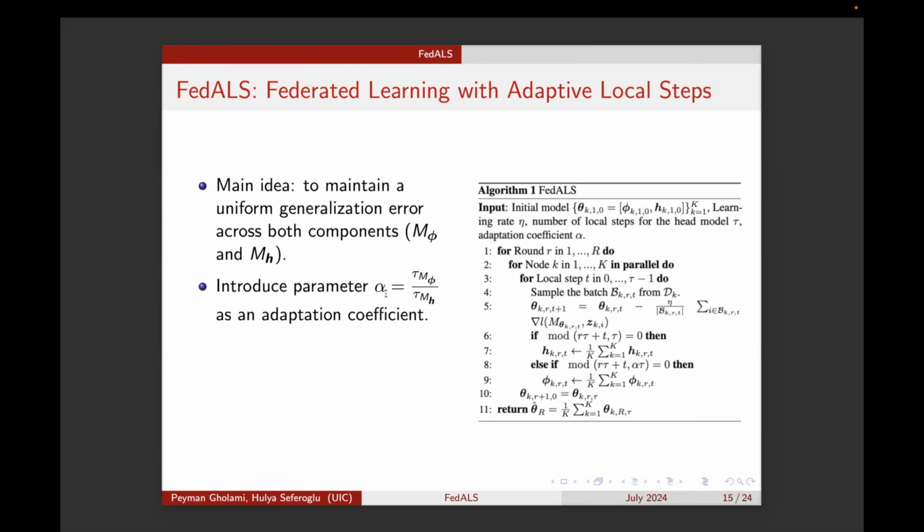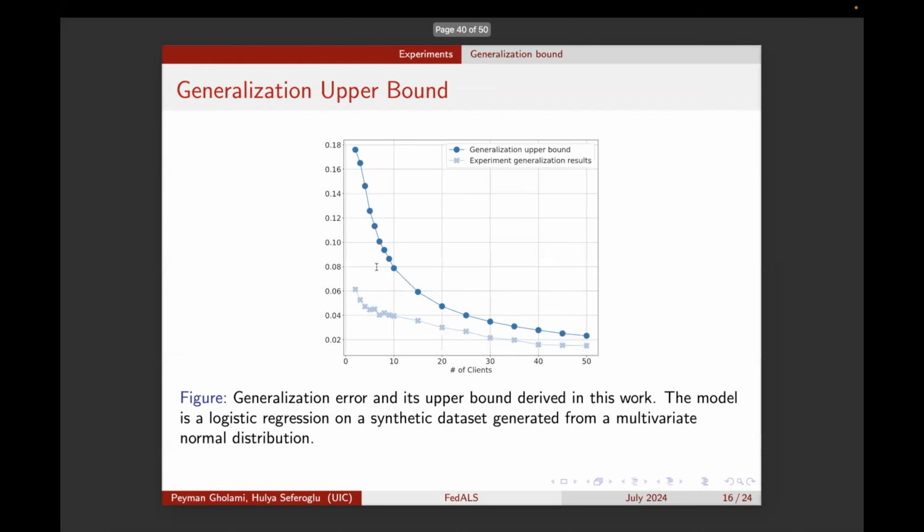We know that this adaptation coefficient should be larger than 1 because we want the same generalization for both components of the model. And note that the representation extractor is more complex, so we need more local steps for that part to maintain a uniform generalization. And this is where we get our communication efficiency from.